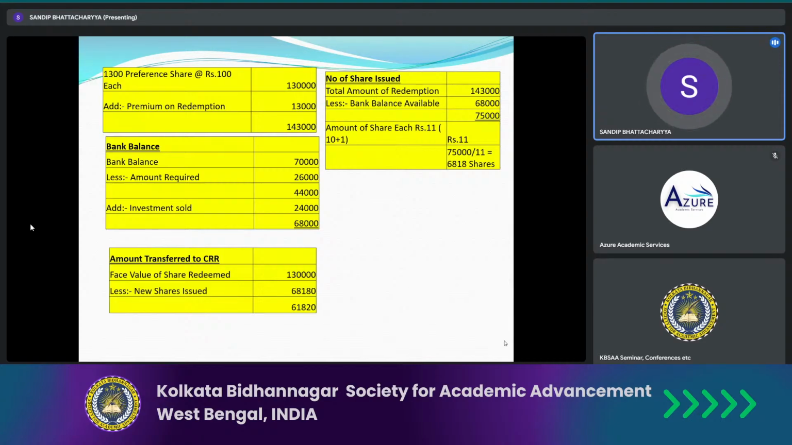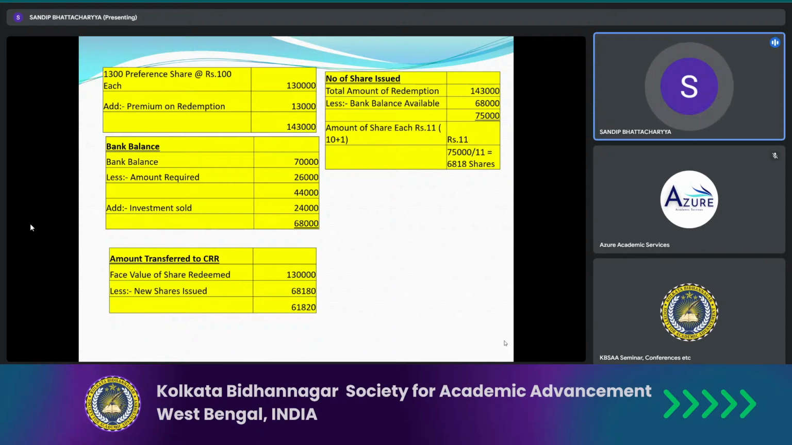So in that case also, face value of shares redeemed is how much? 1,30,000. New shares issued is how much? 68,180. How this amount? You can see in my working note number 3, number of shares issued 6818. So 6818 into rupees 10 is how much? 68,180. Then 1,30,000 minus 68,180 will be 61,820.